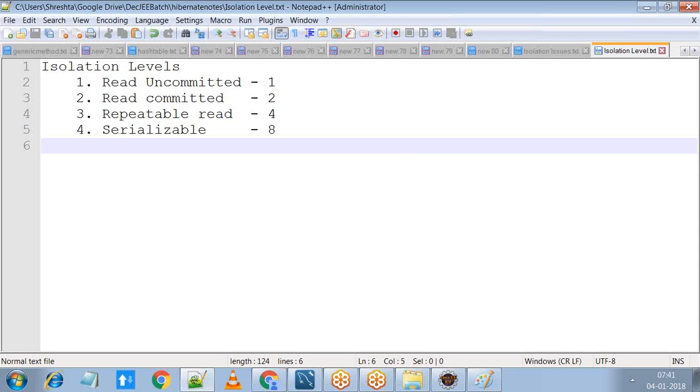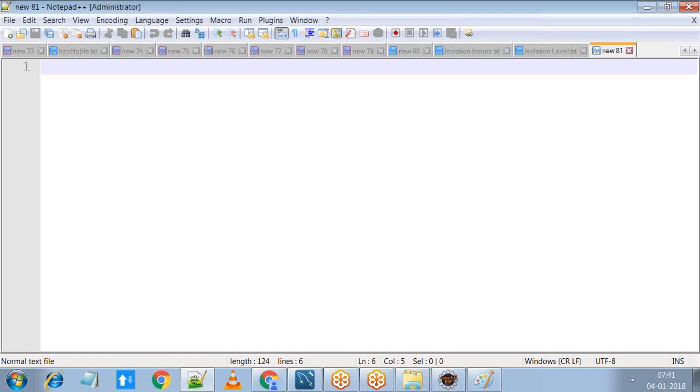We have an option here, especially for the lost update issue. To address the lost update issue, we can use something called versioning. Have you people ever heard about this versioning?